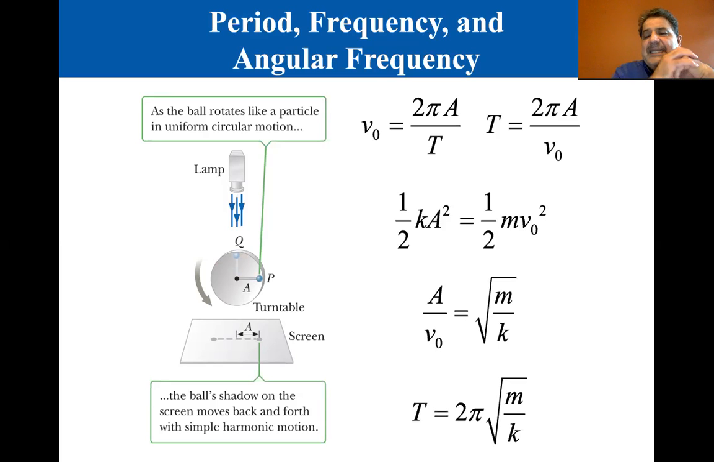So the period T is 2 pi times the square root of m over k. You can look at that in the equation up at top, T equals 2 pi times a over v0. Well, if a over v0 equals the square root of m over k, then T equals 2 pi times the square root of m over k. That's just a simple substitution.